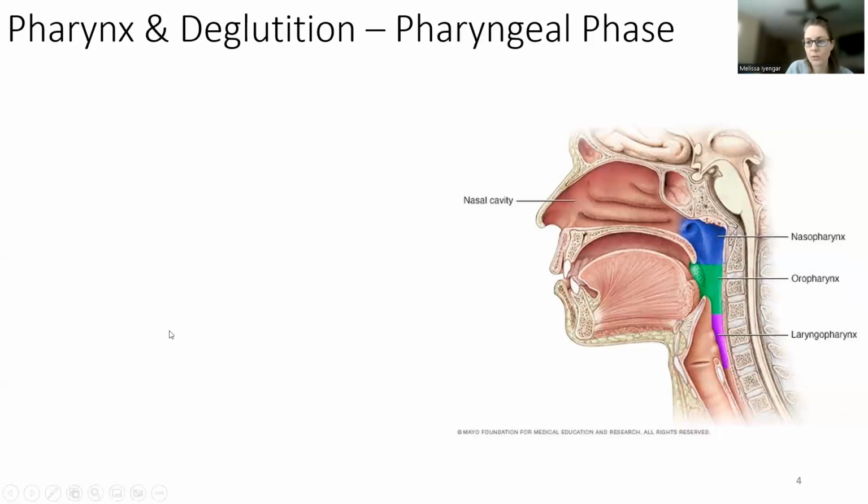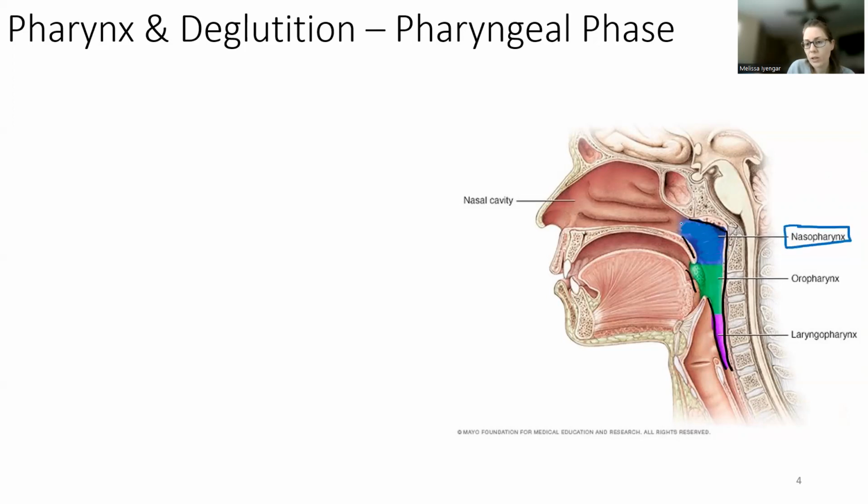The first thing we're going to go over is the pharynx structure, okay? So the pharynx is a common passageway for both food and air. It is a funnel-shaped tube that connects to the nasal cavity, the oral cavity, and to the larynx. It has three partitions or three parts. This first part here in blue is called the nasopharynx, right there.